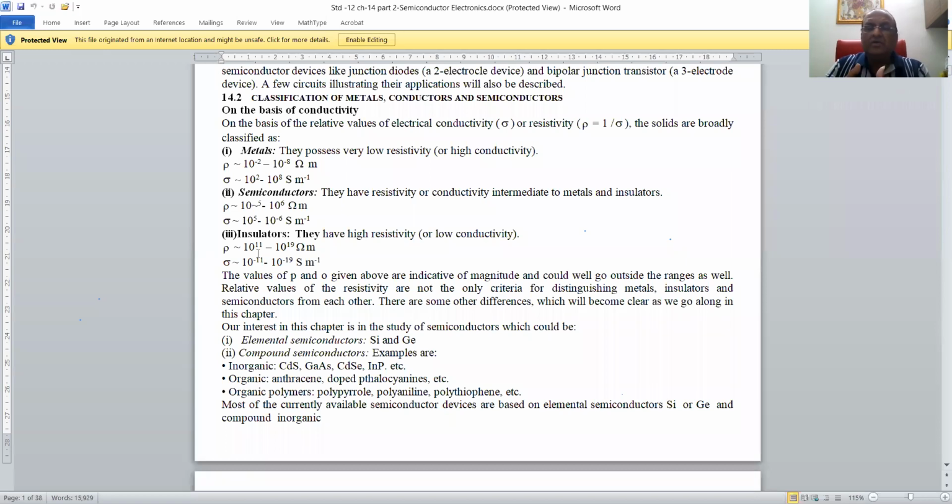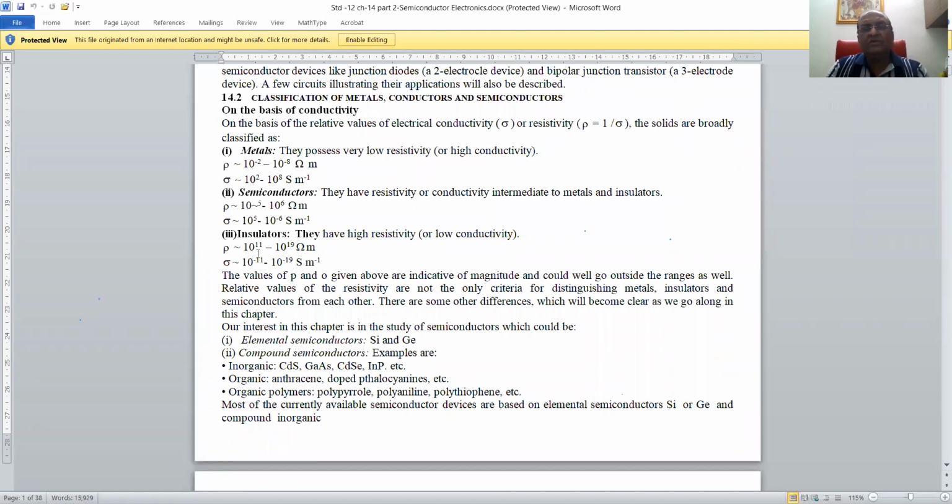The resistivity of such materials is greater than that of conductors but less than that of insulators, and conductivity is less than that of conductors but greater than that of insulators, and such materials are called semiconductors. These semiconductors are at the base of the development of electronics, or we can say they are the building block of the development of electronics.